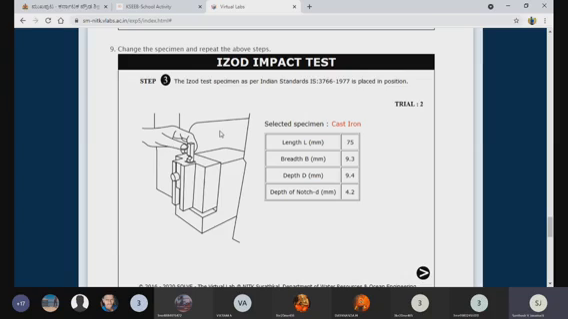Now the effective area will be 8 into 10. 8 into 10, how much is it? 80. Now U, assume it is the absorbed energy. Absorbed energy is sometimes 5 divisions, 6 divisions, 7 divisions. If it is 7 divisions, 14 joules. If it is 5 divisions, 10 joules.